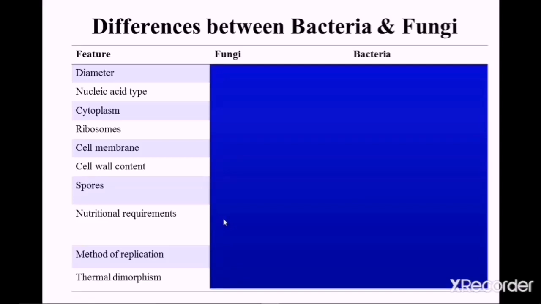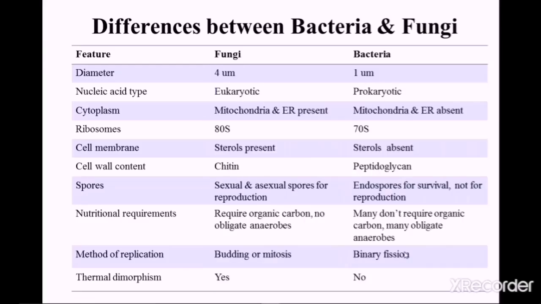Nutritional requirements: fungi require organic carbon. There are no obligate anaerobes, whereas many bacteria do not require organic carbon and many are obligate anaerobes. Method of replication in fungi is either by budding or mitosis, and it is by binary fission in bacteria. Thermal dimorphism is present in certain fungi. We will discuss what this thermal dimorphism is in the next slide. In bacteria, there is no thermal dimorphism. So these are the differences between bacteria and fungi.